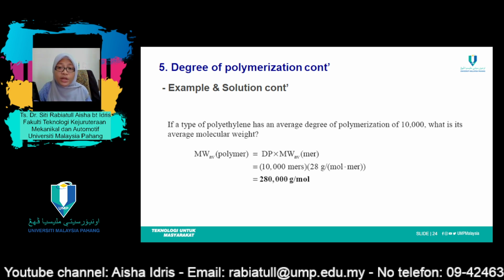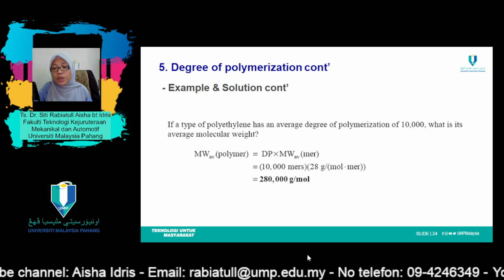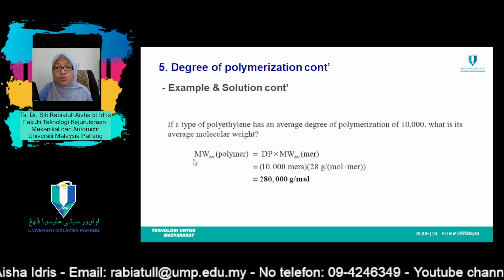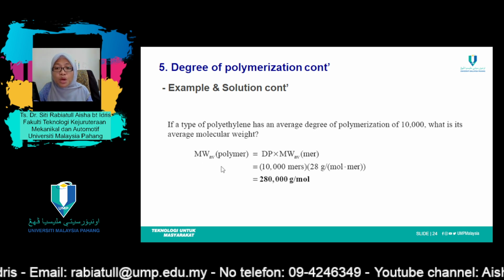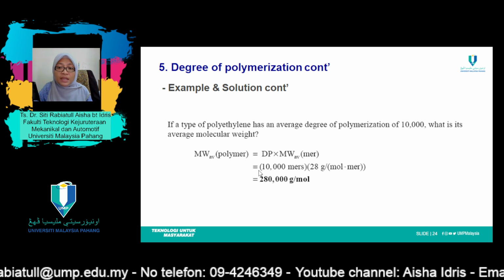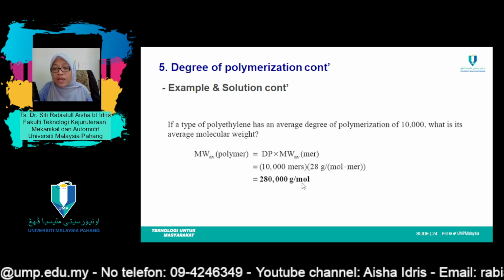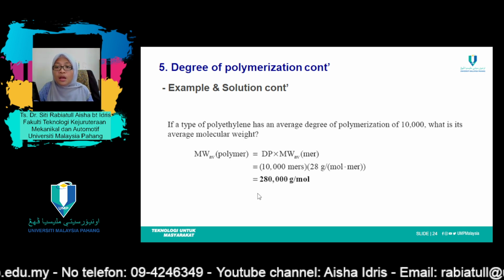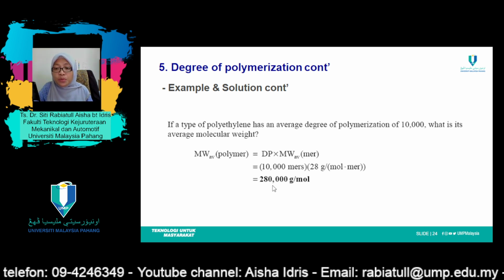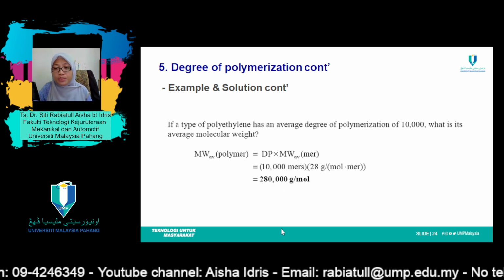Meanwhile, if a type of polyethylene has an average DP of 10,000, what is its average molecular weight? We know the formula just now. If you want to get the value of average MW, just multiply by 10,000 mers, and then you should be able to get the molecular weight, which equals 280,000 grams per mole.